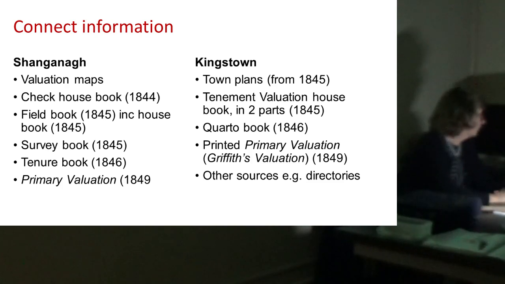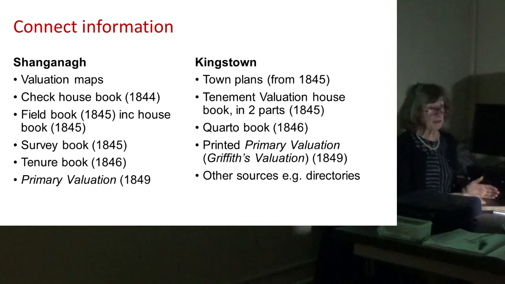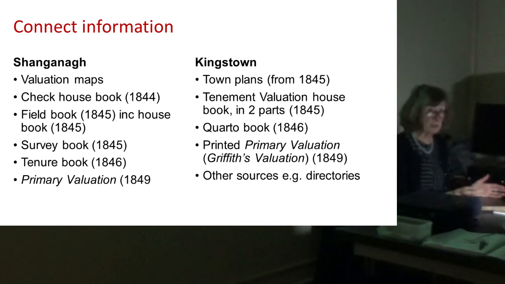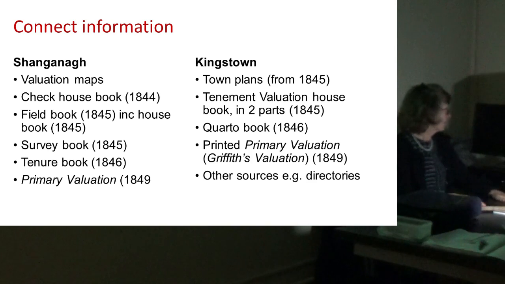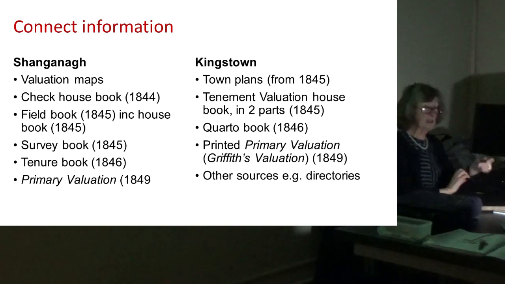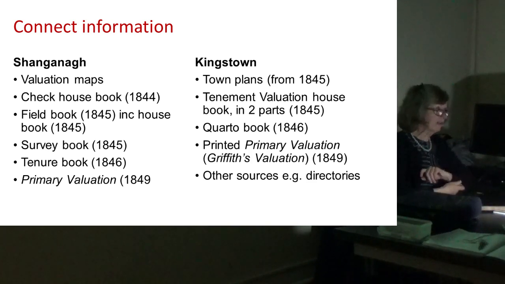The Quarto book, the printed primary valuation, but for the towns you will have other sources like directories. They are very good sources, especially for commercial properties in towns. But very often with directories, where you have large houses inhabited by posh people, they'll often appear in the directory as well.